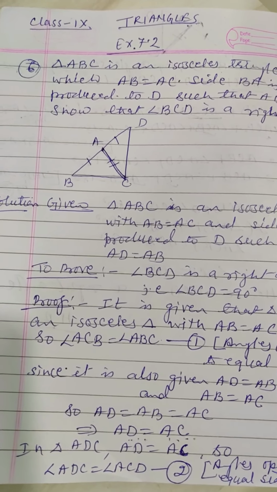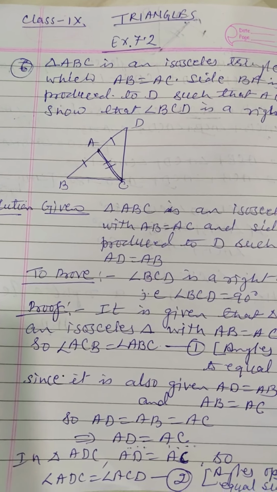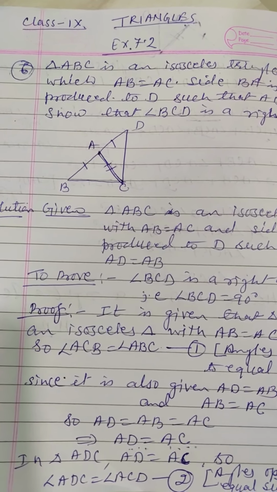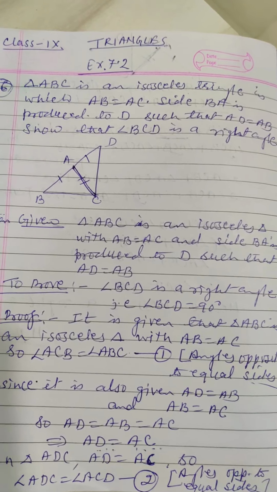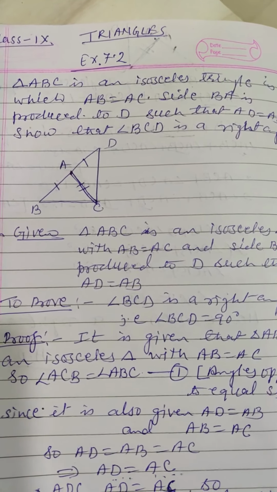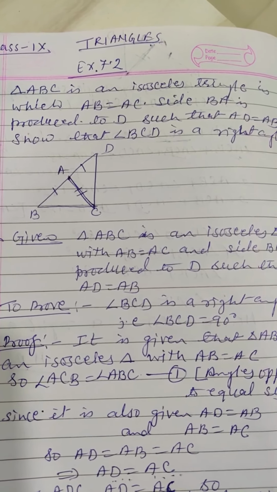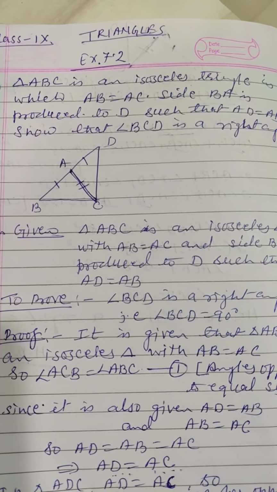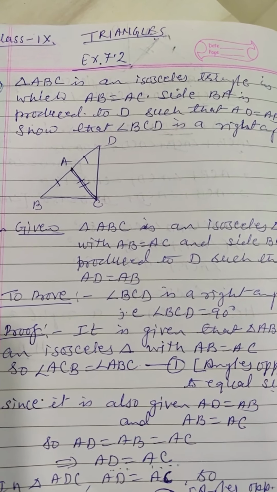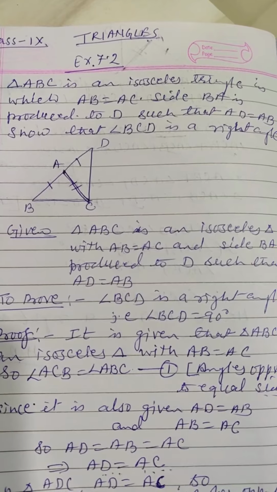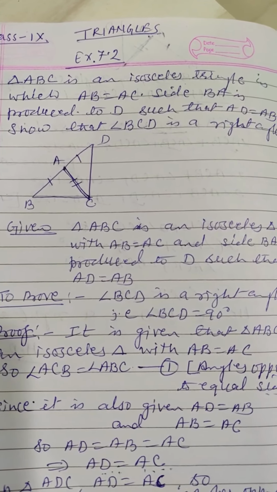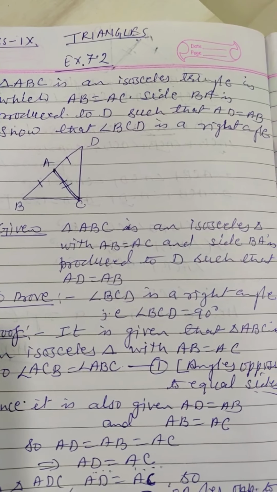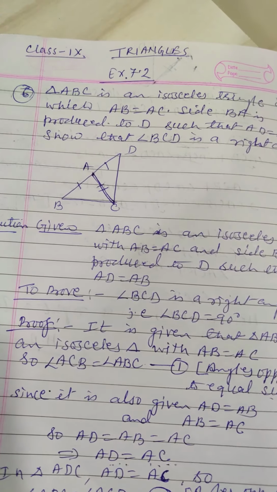Hello everyone, class 9th, chapter triangles, exercise 7.2, question number 6. Question is, triangle ABC is an isosceles triangle in which AB is equal to AC. Side BA is produced to D such that AD is equal to AB. Show that angle BCD is a right angle.